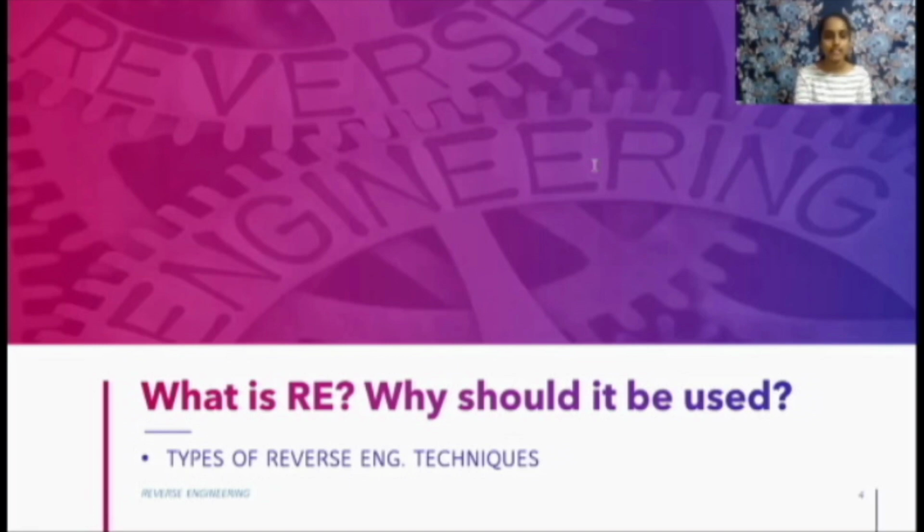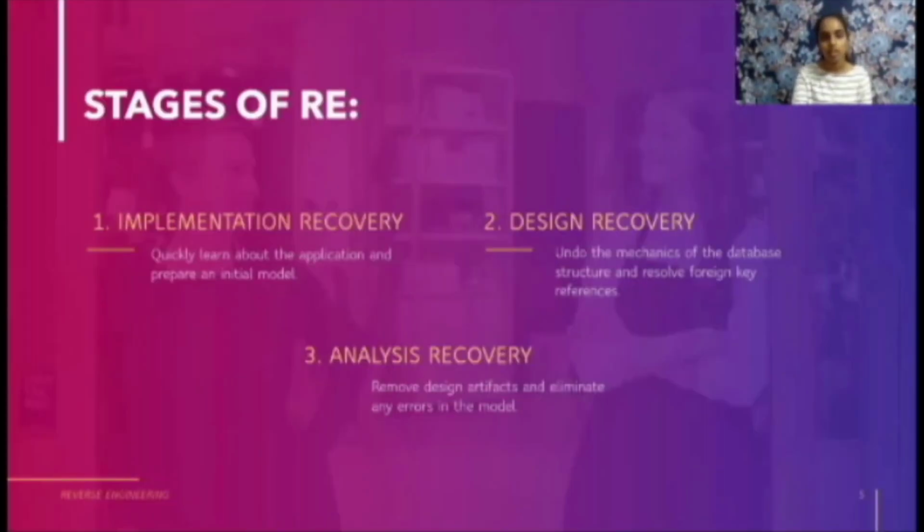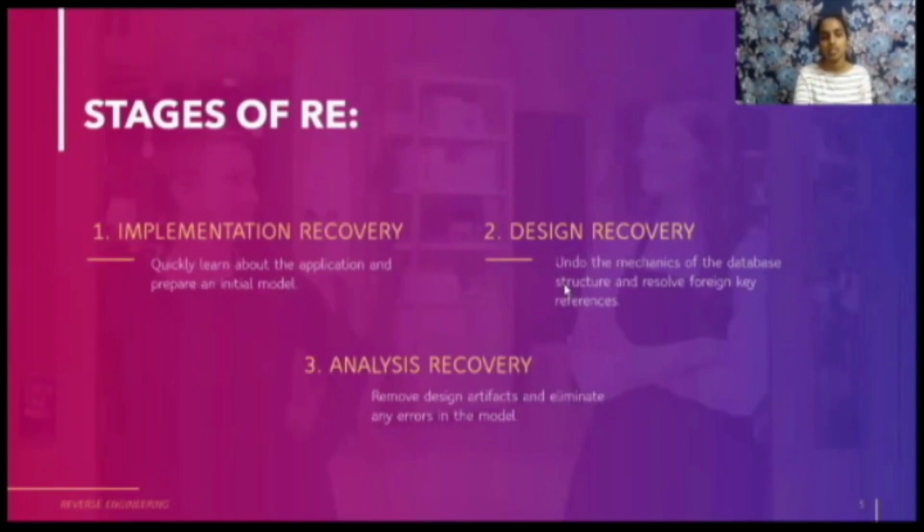So let's see the stages of reverse engineering. There are three stages in reverse engineering. With forward engineering, developers first analyze an application and prepare a model of its intent. Only then do they design the application, that is, choose strategies for solving the problem. Finally, they implement the application by writing some kind of database or code.